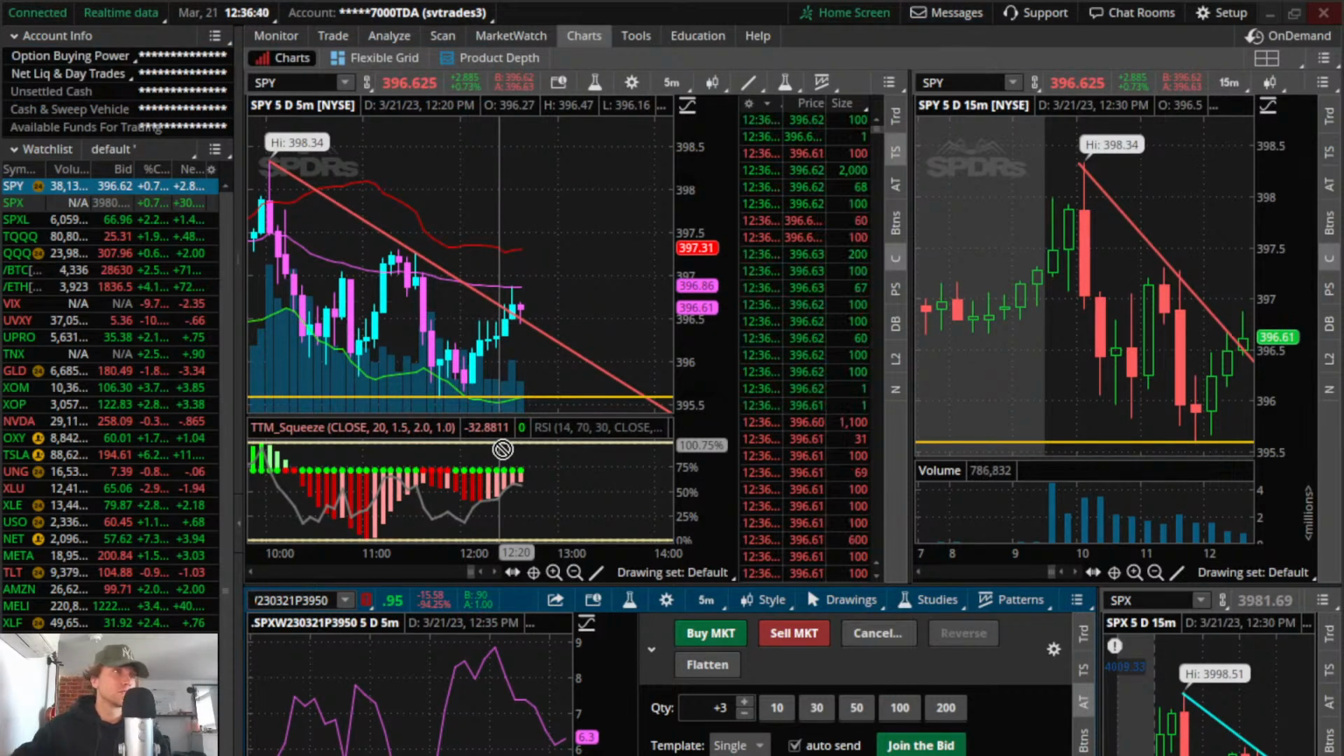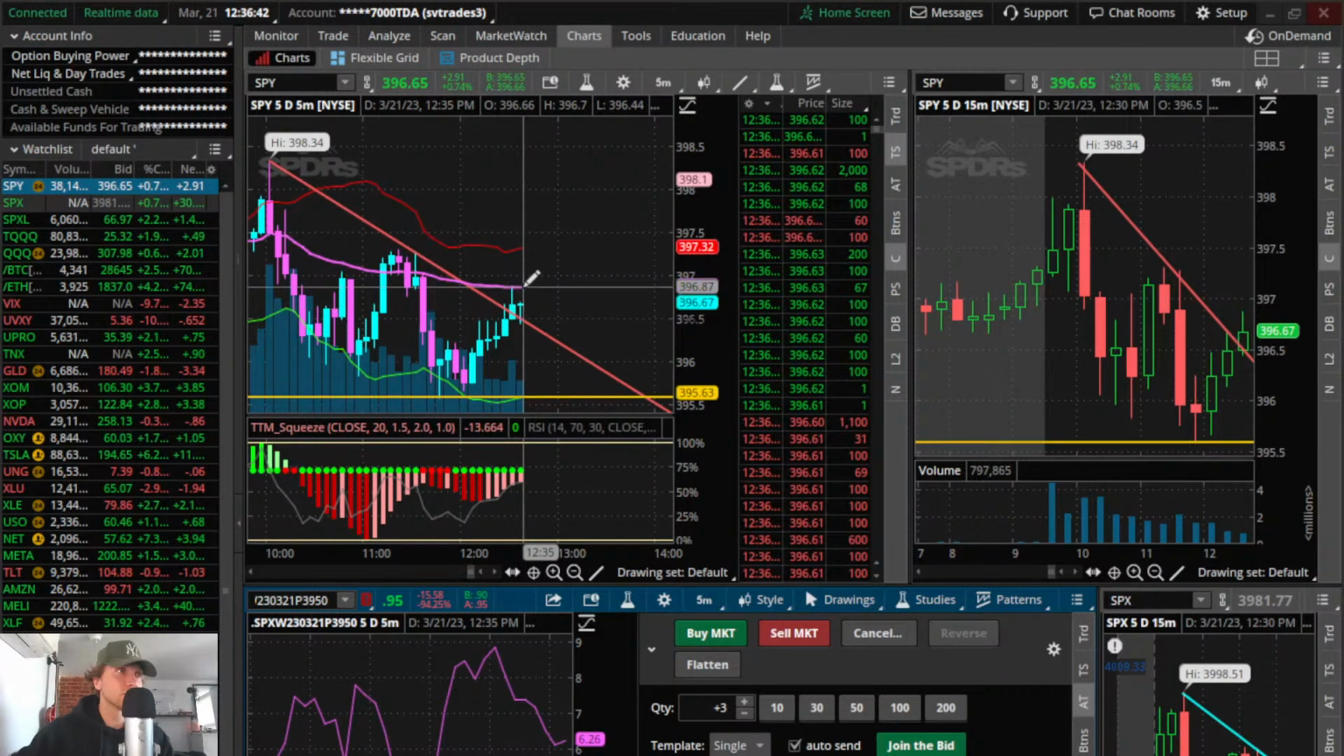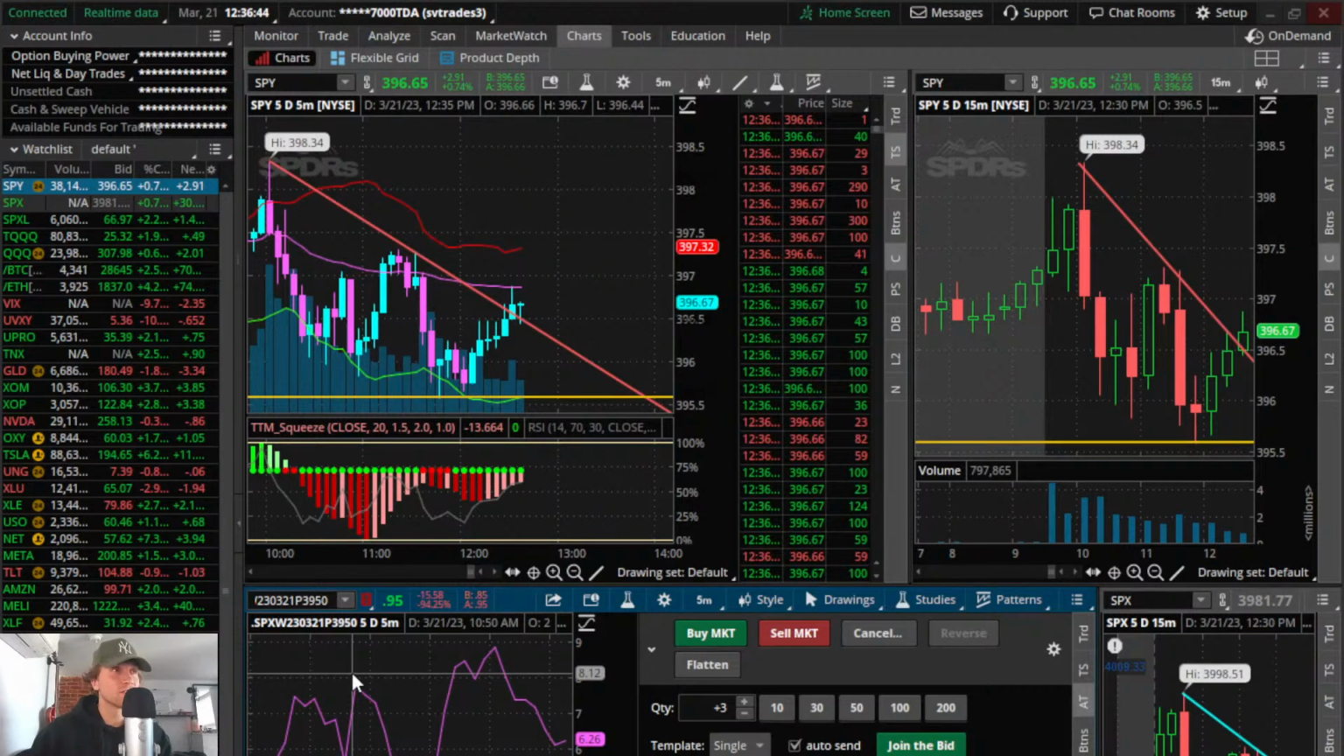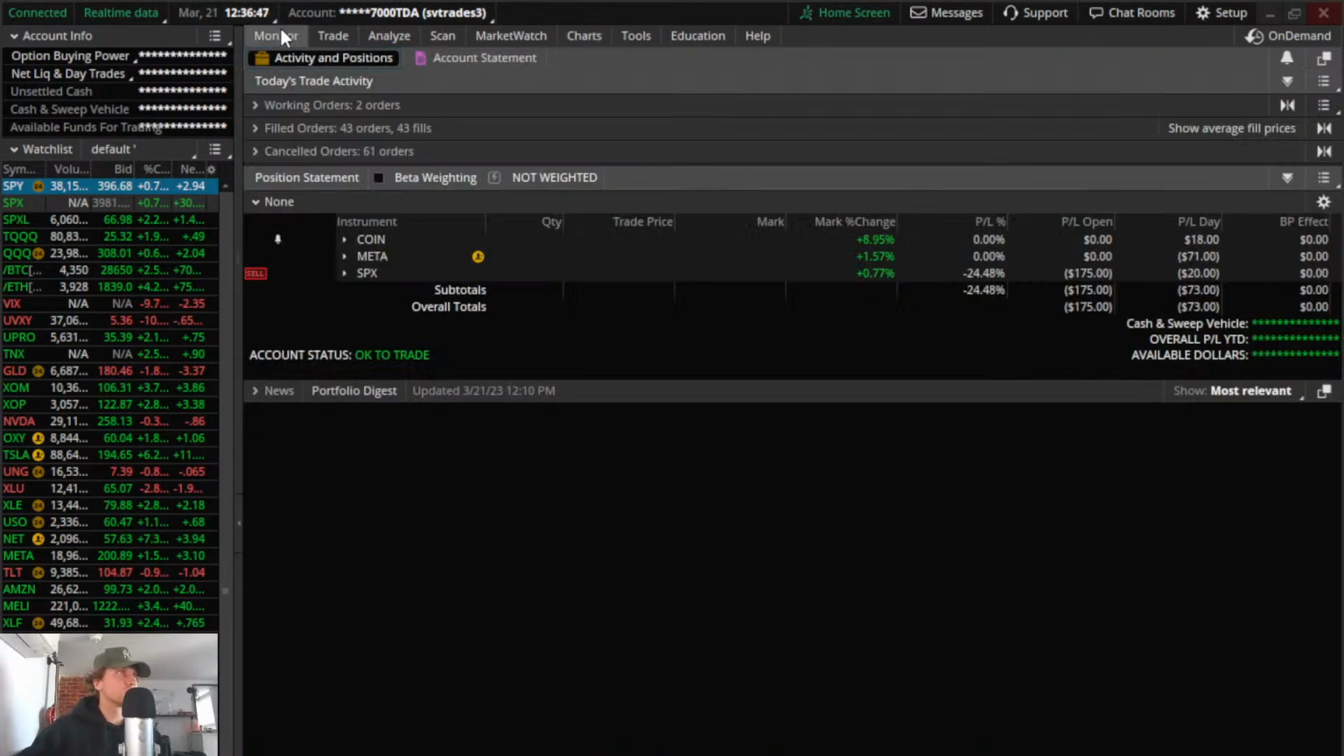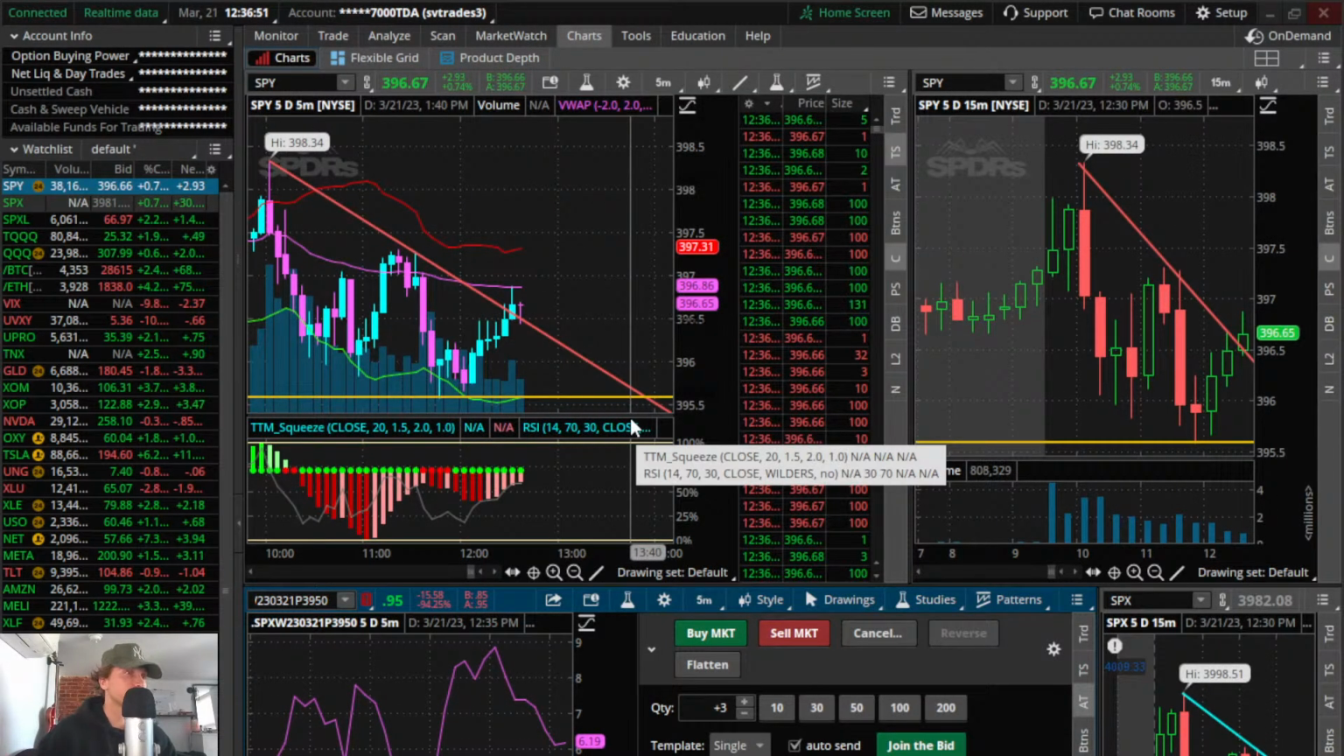But this is a little hanging man candle right here. So unless it goes green, which it just did, that's not a good sign. All right, so we're going to get stopped out of this trade most likely and be down 150 on the day. Gonna have to fight back.